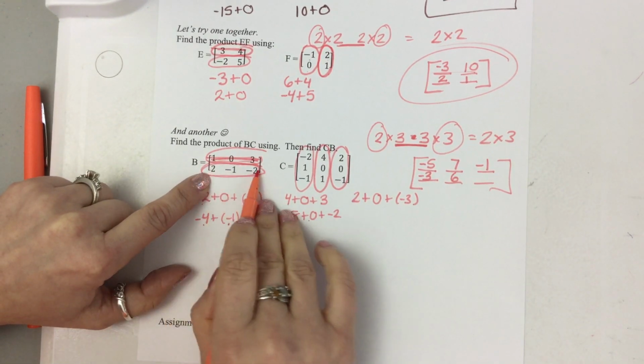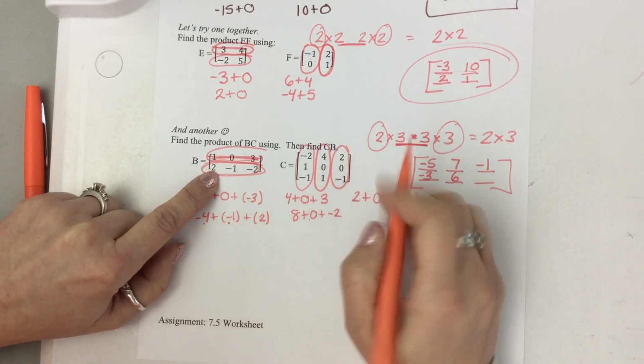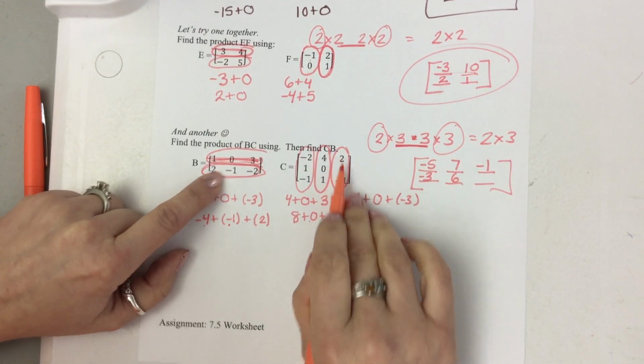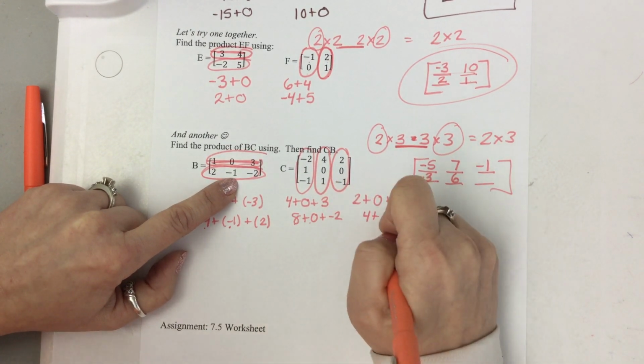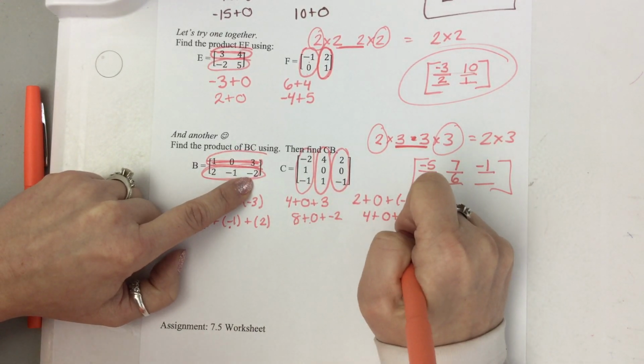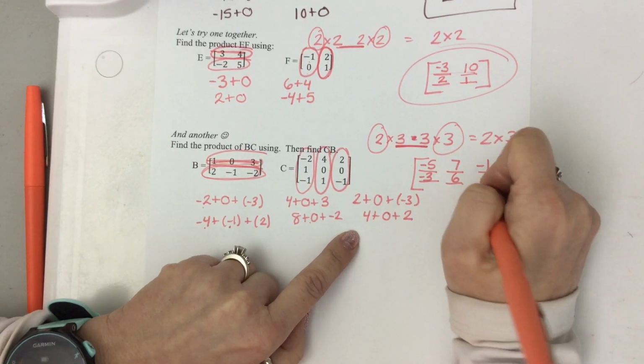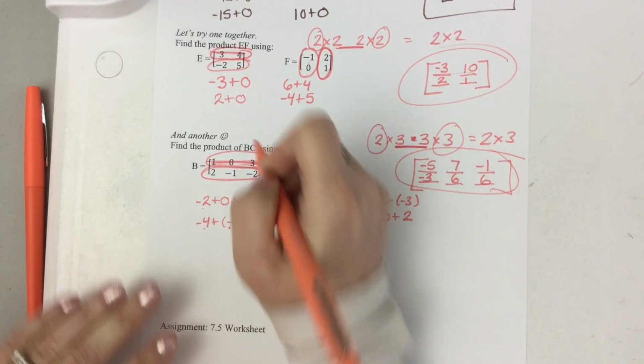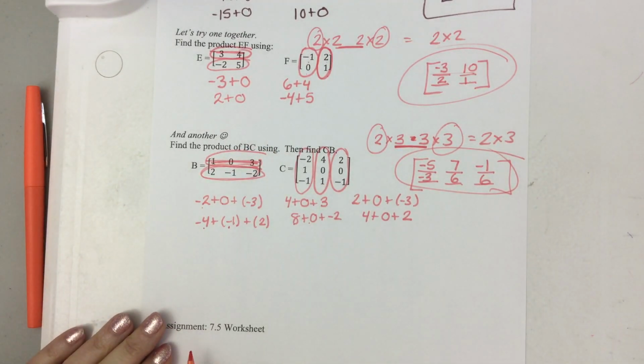Last number, it's the bottom row and the last column. 2 times 2 is 4, plus negative 1 times 0 is 0, plus negative 2 times negative 1 is 2. 4 plus 0 plus 2 is 6. So this is the product of B times C.